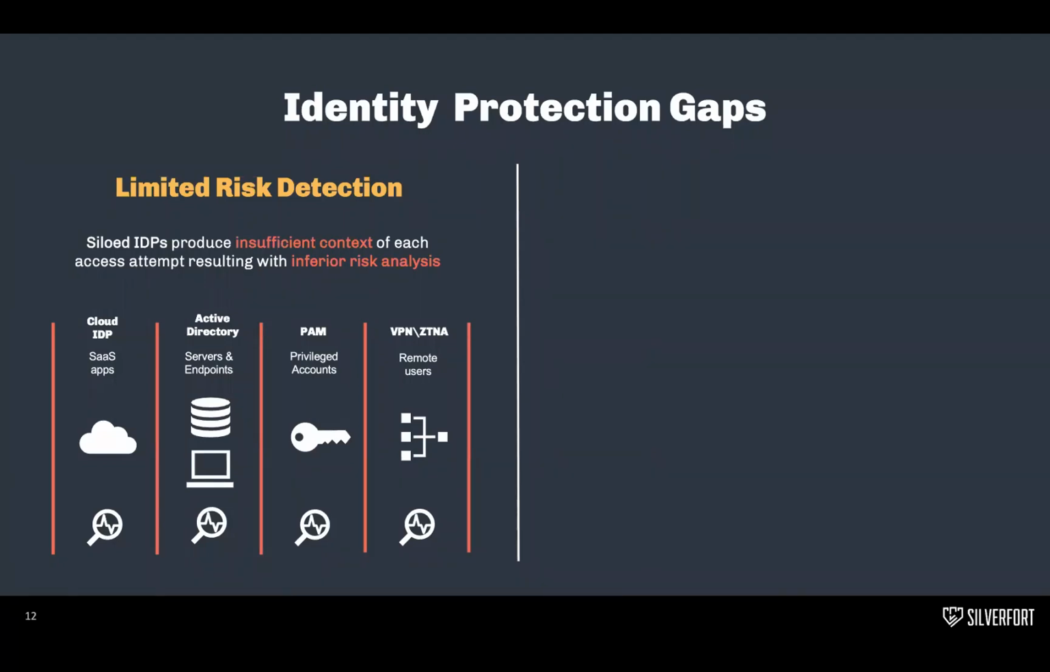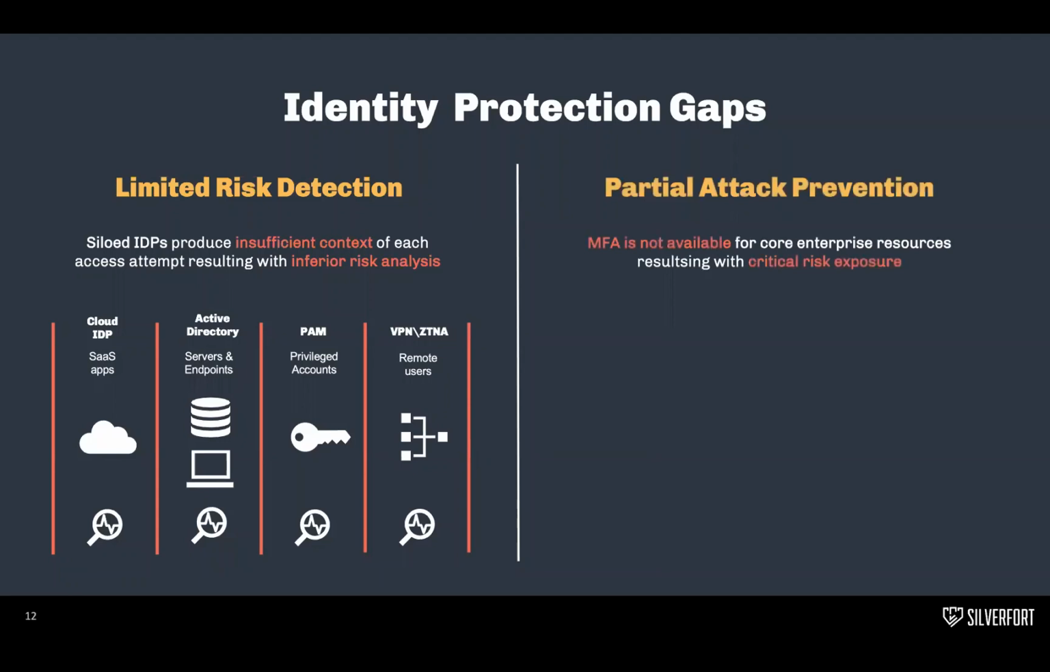The second gap is much more severe, and it's the partial attack prevention. Remember, we said that authentication here is the key enabler. Now, there's an ultimate security solution to prevent malicious authentication, which is MFA. Actually, according to Microsoft, if you have MFA, you're 99% less likely to be compromised.